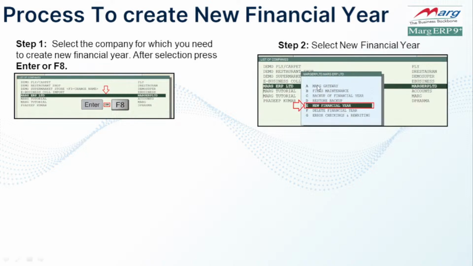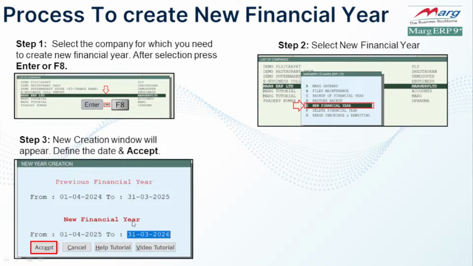Usually we go to Gateway to enter the dashboard, but this time we need to create the new financial year. So we will choose the option new financial year. We'll click on this and you will see this window. It will automatically pick the next financial year after the one you are already using. So we all know that if you are working in the 2024 to 2025 financial year, then it will create the next, 2025 to 2026 financial year. We will accept this.